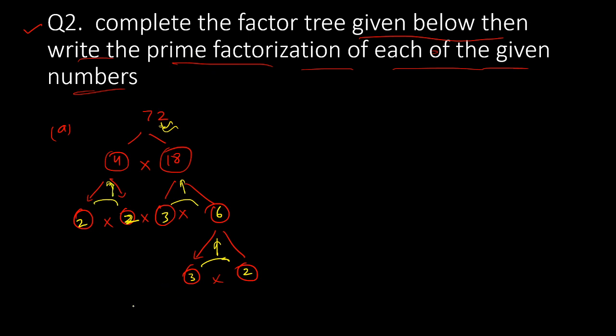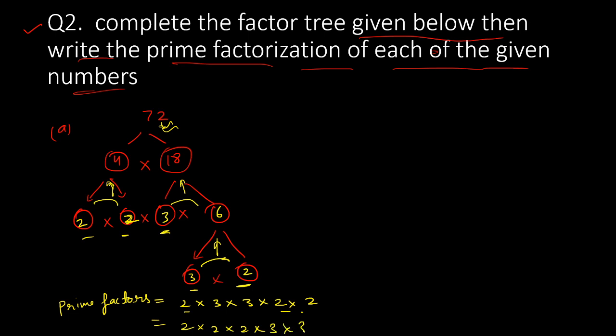So what are the prime factors now? The prime factors are 2 into 3 into 3 into 2 into 2. So you just write 2 into 2 into 2 into 3 into 3. So this is the answer.